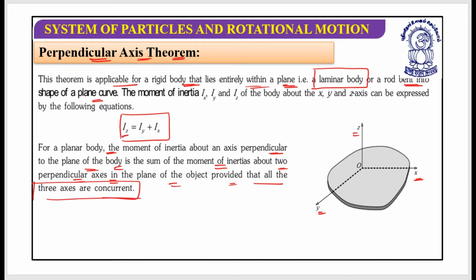Yes, so I can write Iz is equal to Ix plus Iy. At this point, just remember this formula. We are going to use it in our applications in today's session. So this is the first, which we call the perpendicular axis theorem. I need to stress that this is applicable for laminar bodies only. If it is not entirely lying within a plane, we could not write this. The formula is Iz equals Ix plus Iy, where x, y and z are perpendicular to each other.